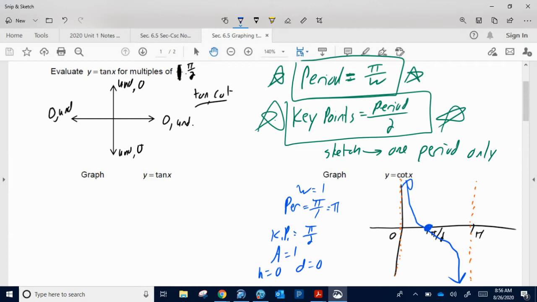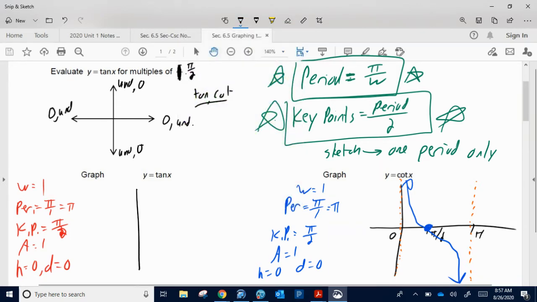That's cotangent. If I come over here and try to do the same thing for tangent, again, we have a W value of 1. The period is pi over W. Pi over 1 is pi. Your key points are period divided by 2 this time, pi over 2. We have an amplitude of 1, vertical shift of 0, and phase shift of 0. Phase shift tells me to start at 0. Key points tell me how far to move, pi over 2. And I'm going to stop right there for a second.